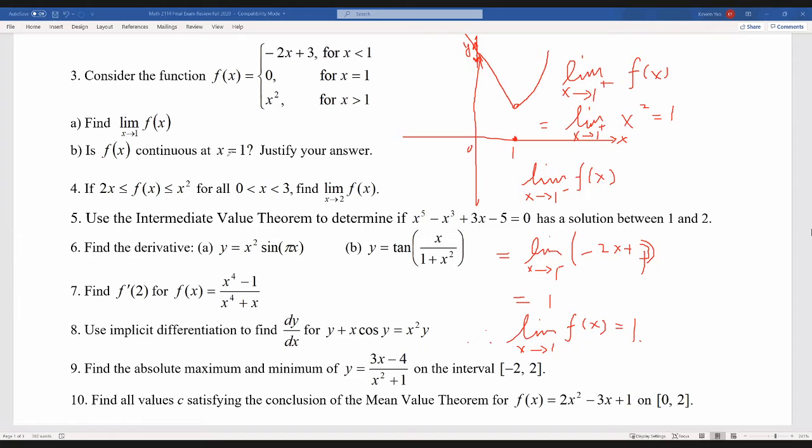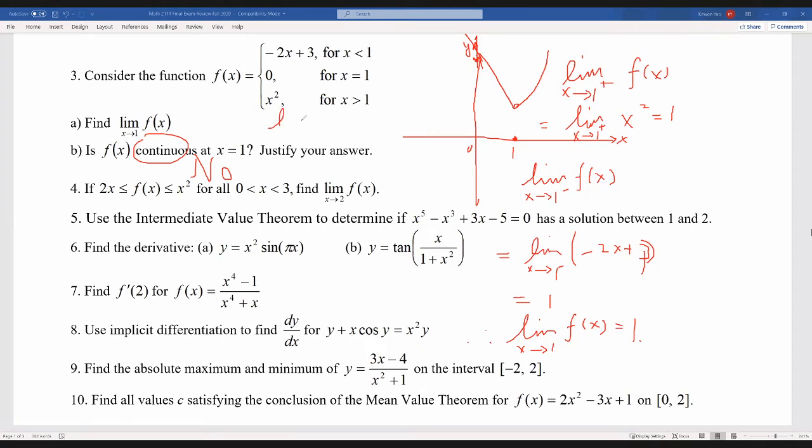How about B? Is f(x) continuous at 1? Justify your answer. The answer is no, right? Why no? Okay, no. F(x) is not continuous. But why no? What's the value at 1? The value at 1 is equal to 0. They are not the same, right? So there is no. Okay? No. The reason is this, right?